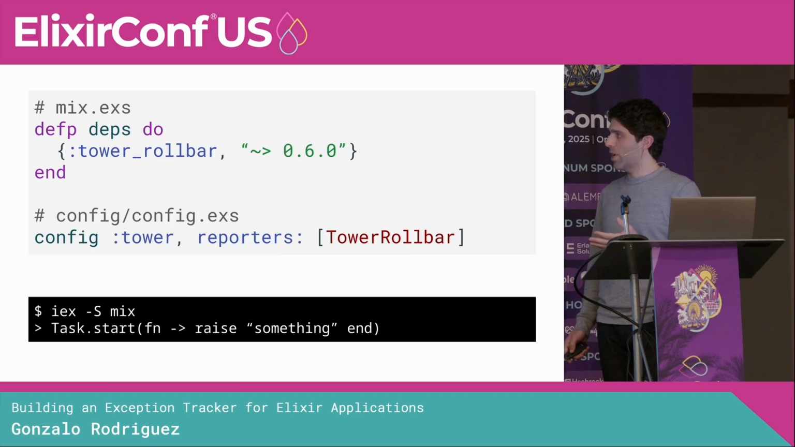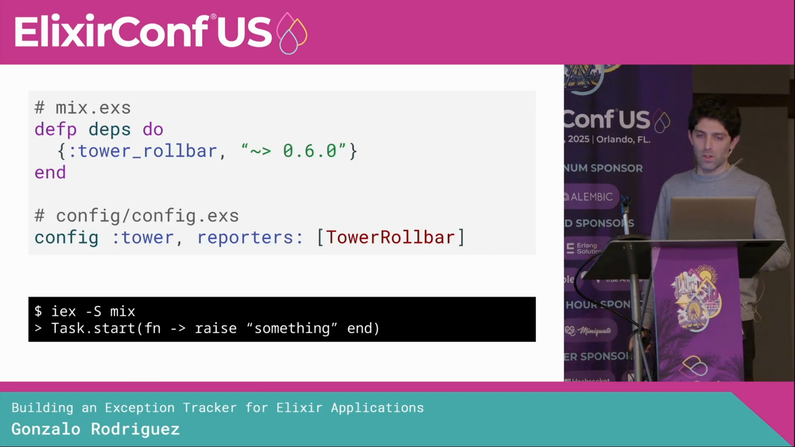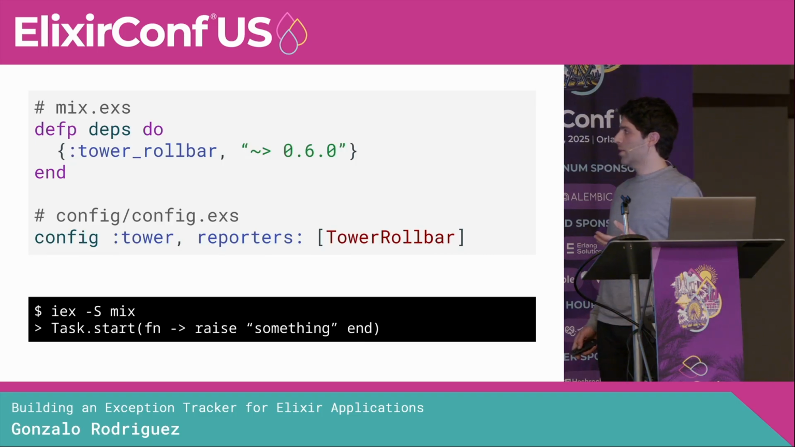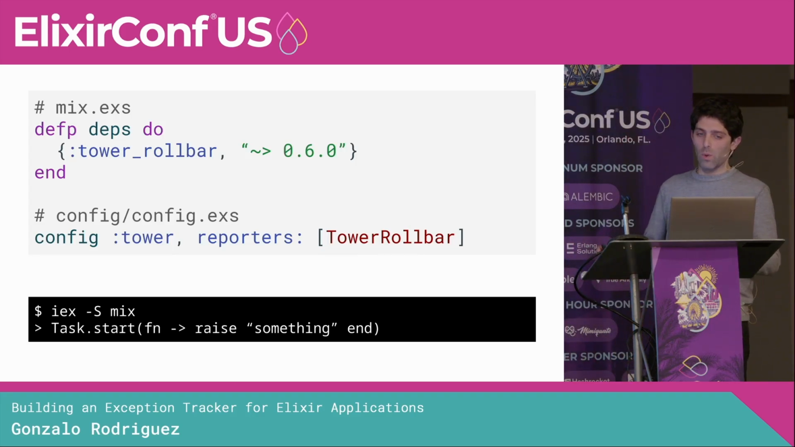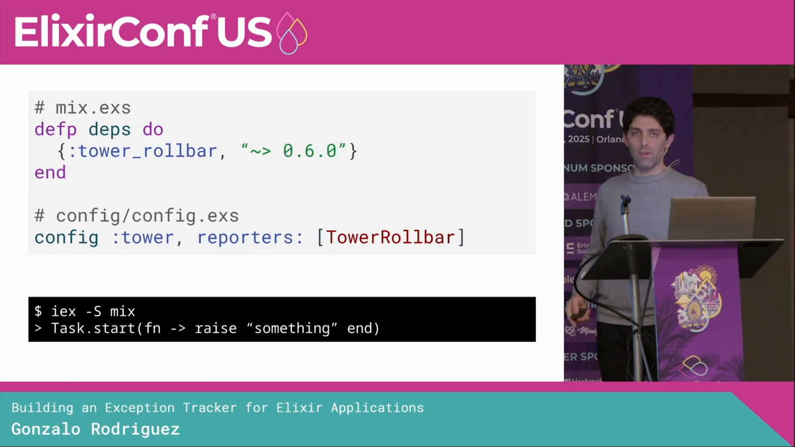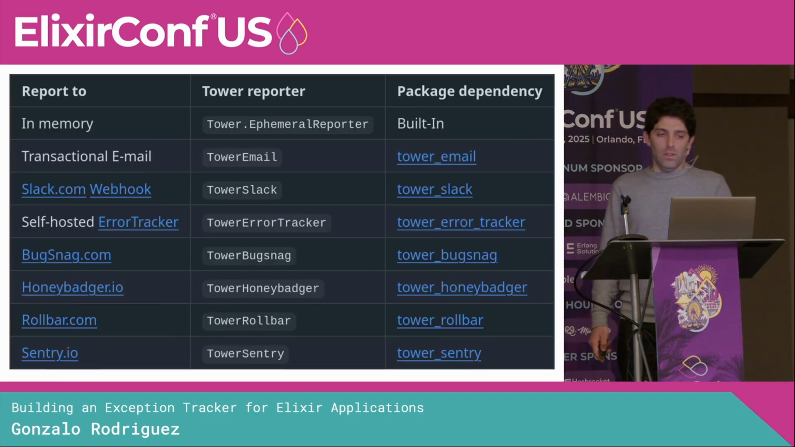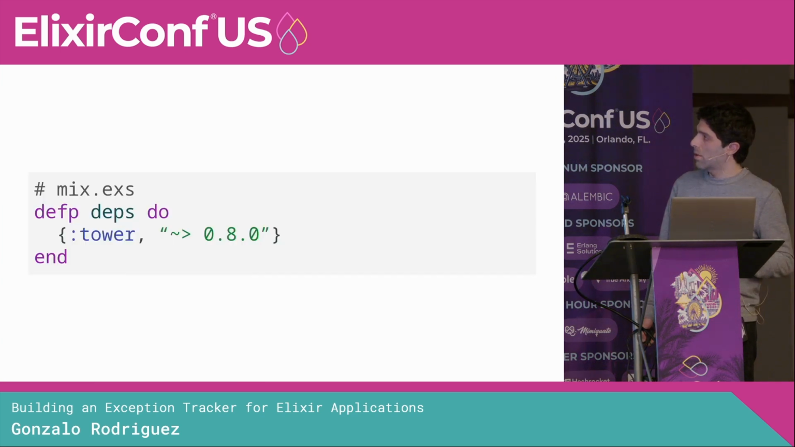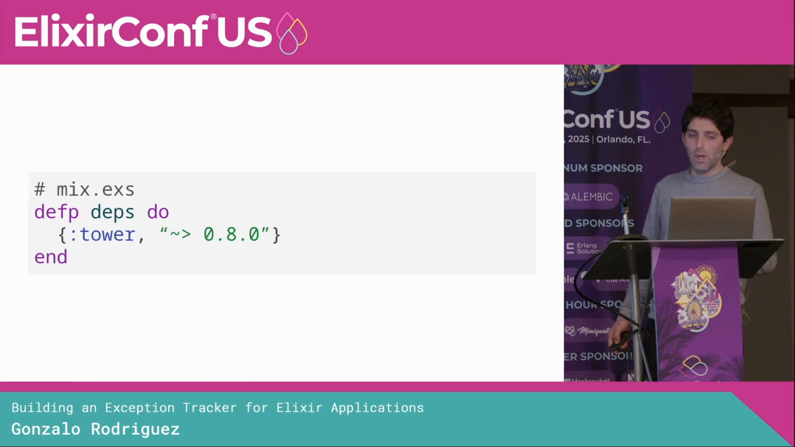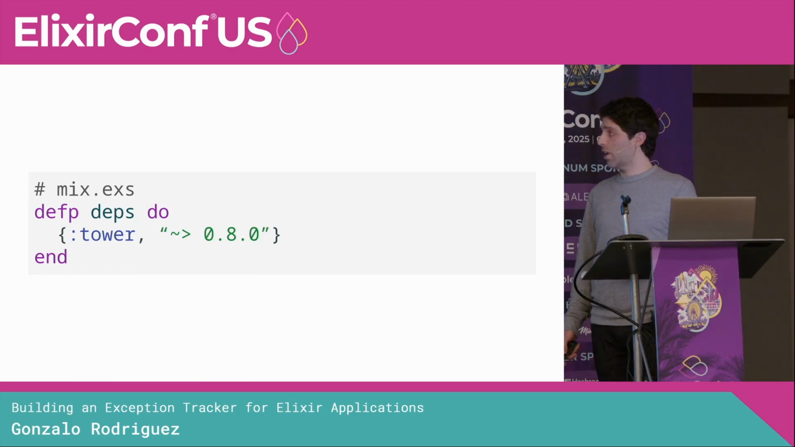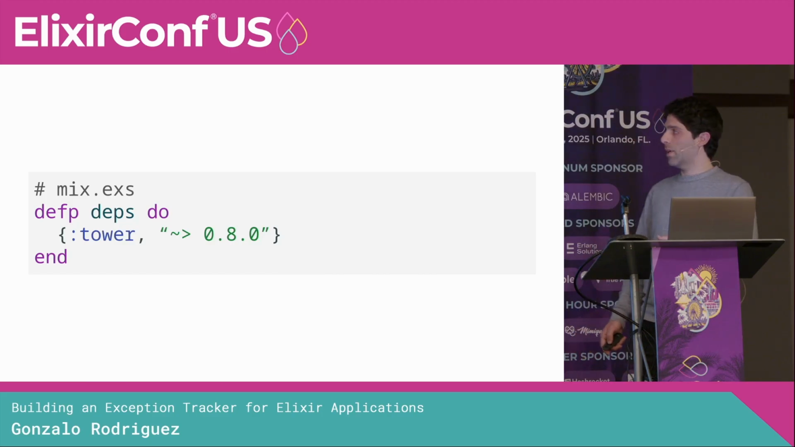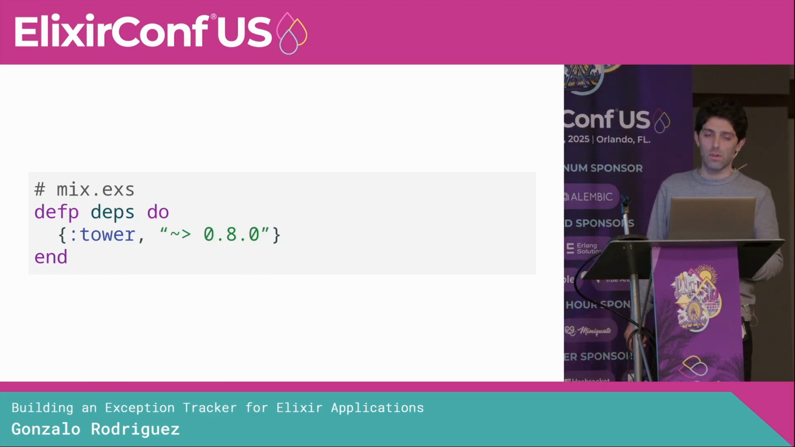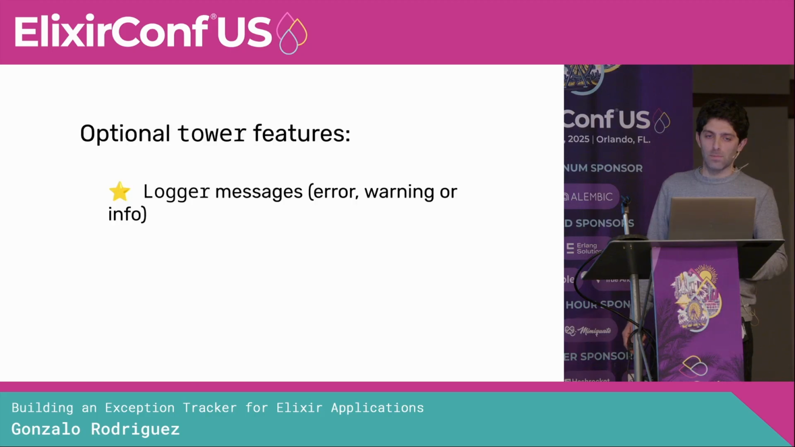So make your proper configurations, like listing this one as a reporter in the configuration, and probably a few more, like setting API keys or something like that for third-party services. That's it. It will just track and report automatically to whatever destination is concerned. Here is a list of the available reporters. Or you can depend on Tower directly if you want. Implement a custom reporter by implementing the behavior of the Tower reporter, and have fun.